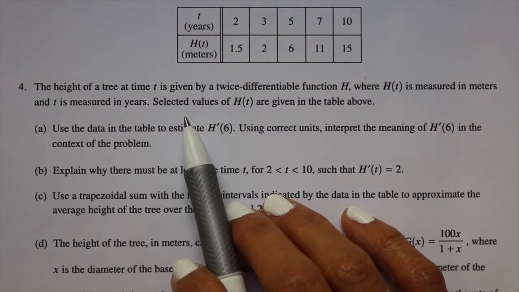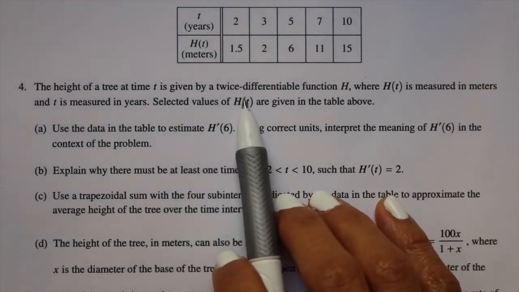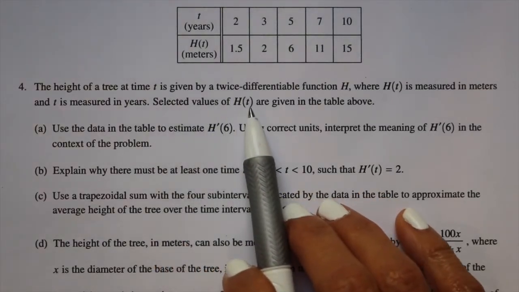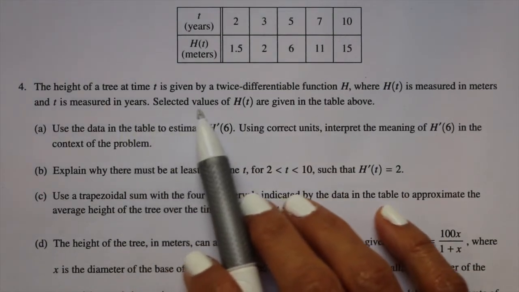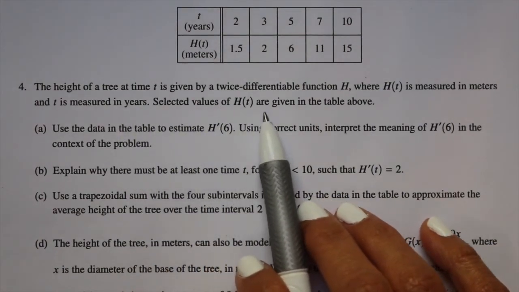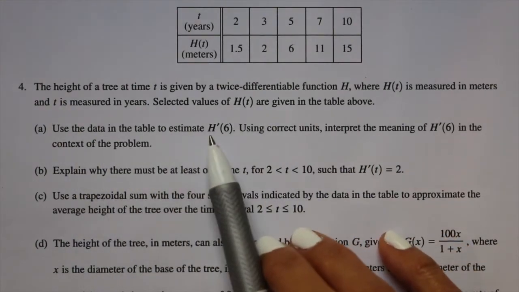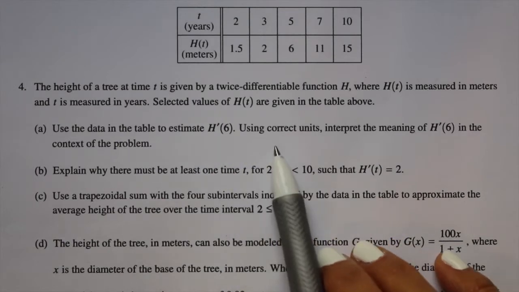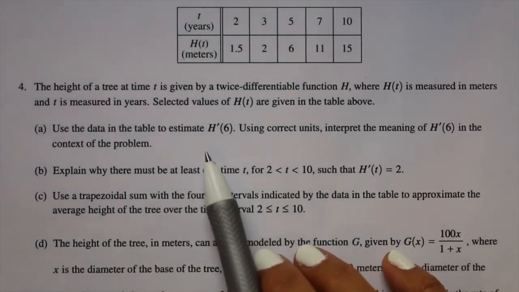This FRQ says the height of a tree at time t is given by a twice differentiable function h, where h of t is measured in meters and t is measured in years. Selected values of h of t are given in the table above. Part A. Use the data in the table to estimate h prime of 6. Using correct units, interpret the meaning of h prime of 6 in the context of the problem.